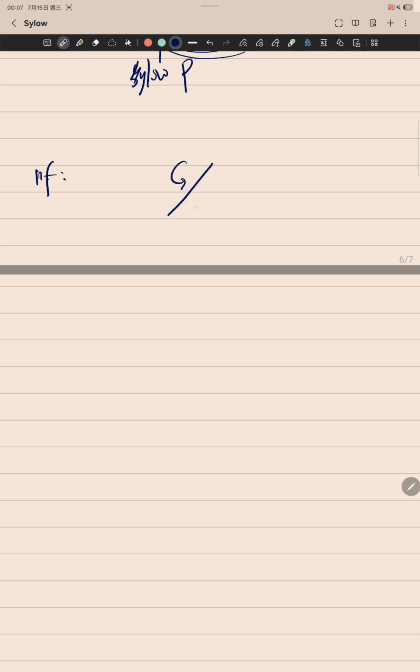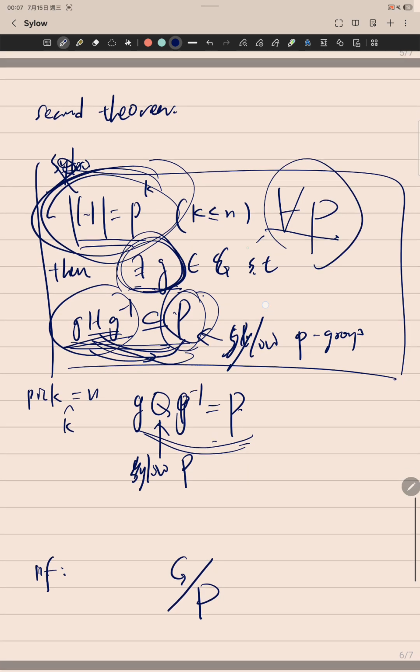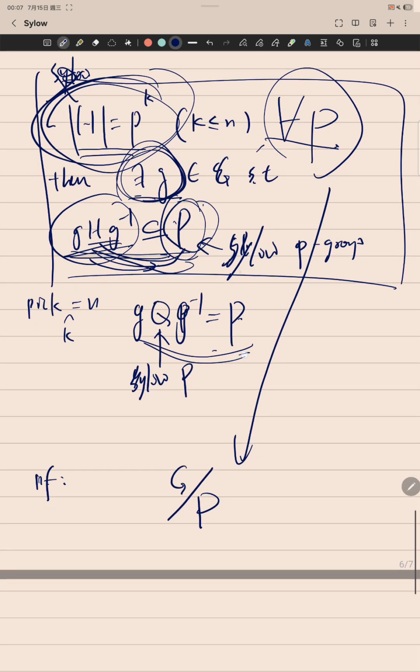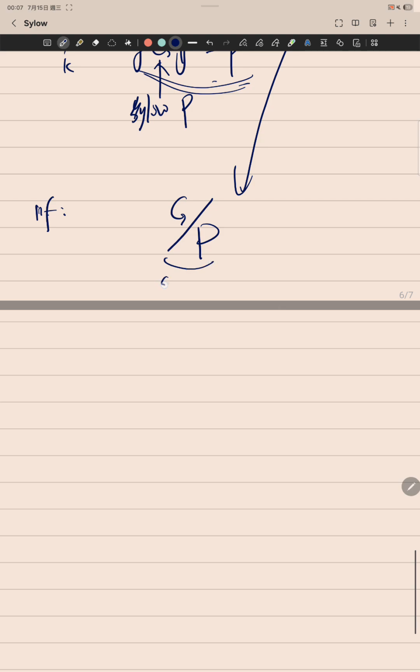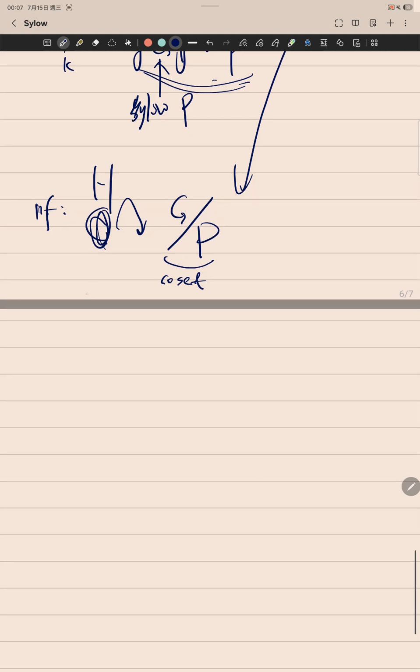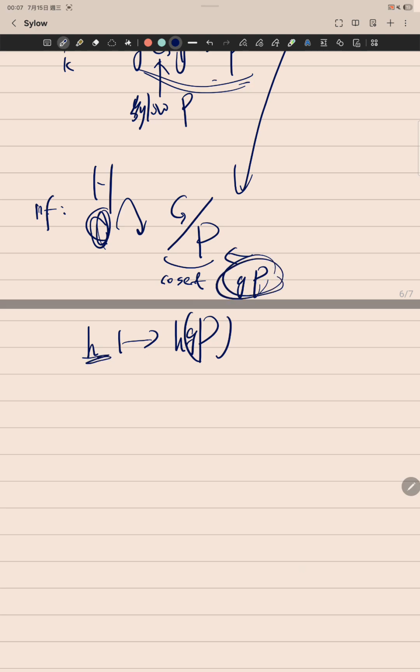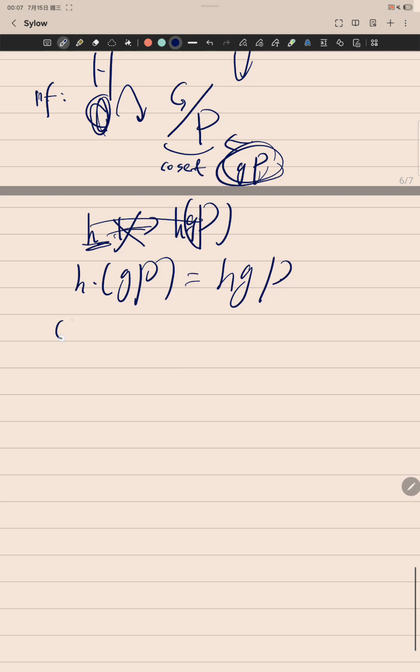You just take G divided by P. You take this P here and you just quotient. This is not a normal subgroup quotient, but a set of cosets. Now I can let H act on it, by the group action. If I take h, then I map gP to hgP. So every element in it is defined as gP, and h applied on gP will be defined to be hgP. Okay, so now we can use the class formula.